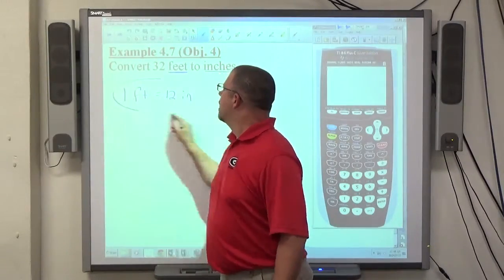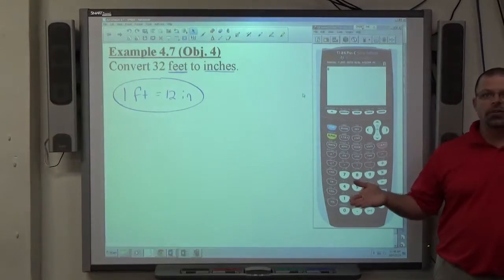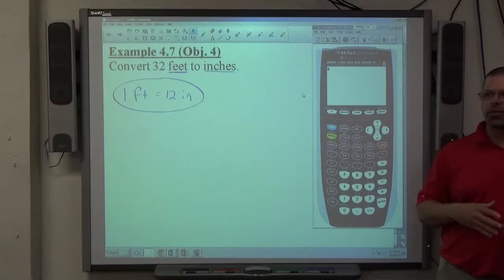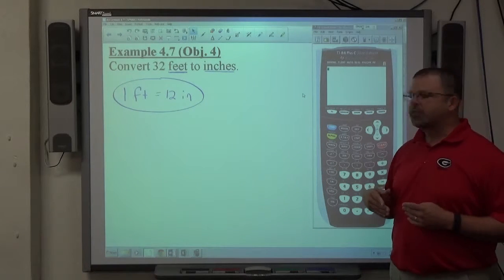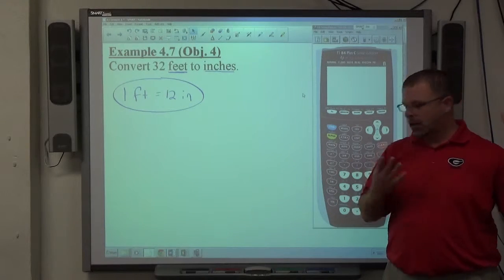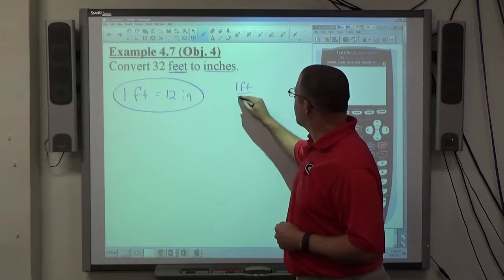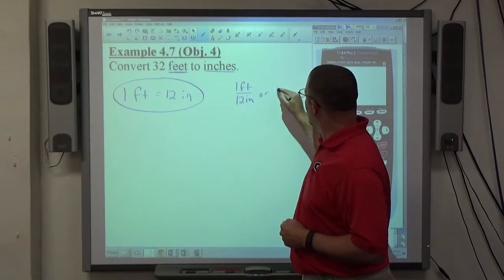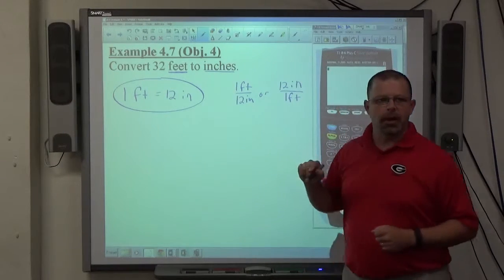All right. The idea of equivalent measures is this. 1 and 12 obviously aren't the same number, but 1 foot and 12 inches represent the same length. Okay, so they're equal to each other. And in fraction world, when you have a number over an equal number, you get 1, right? All right, so that's called a unit multiplier. So 1 foot over 12 inches, or 12 inches over 1 foot, is a unit multiplier.